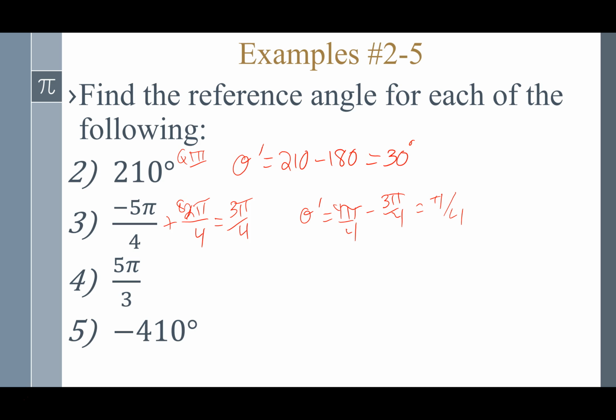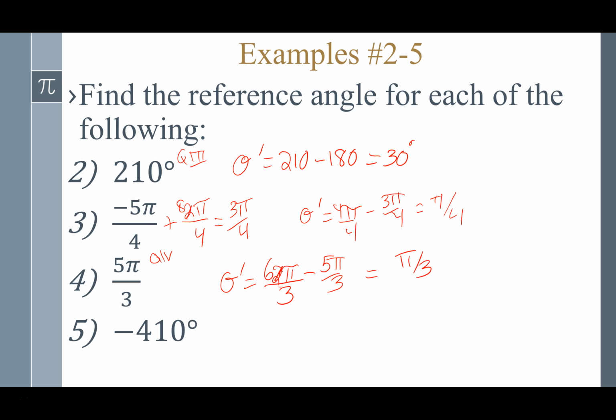For 5 pi over 3, it's a positive angle, so we won't need to find its coterminal. And 5 pi over 3 is in quadrant 4. So in quadrant 4, our reference angle is found by doing 2 pi minus the given angle. If it's 2 pi, its equivalent will be 6 pi over 3. Get a common denominator, which then subtracts to get pi over 3.